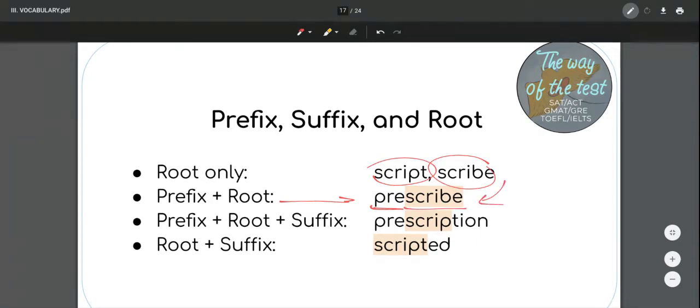Okay, and then we combine the word scribe, which means to write, with pre to make prescribe, which in theory has the meaning of to write before, right? To pre and to prescribe.